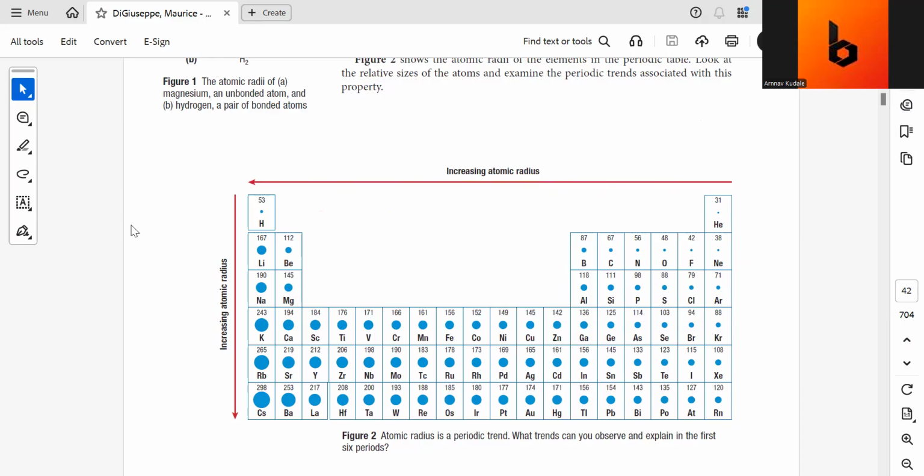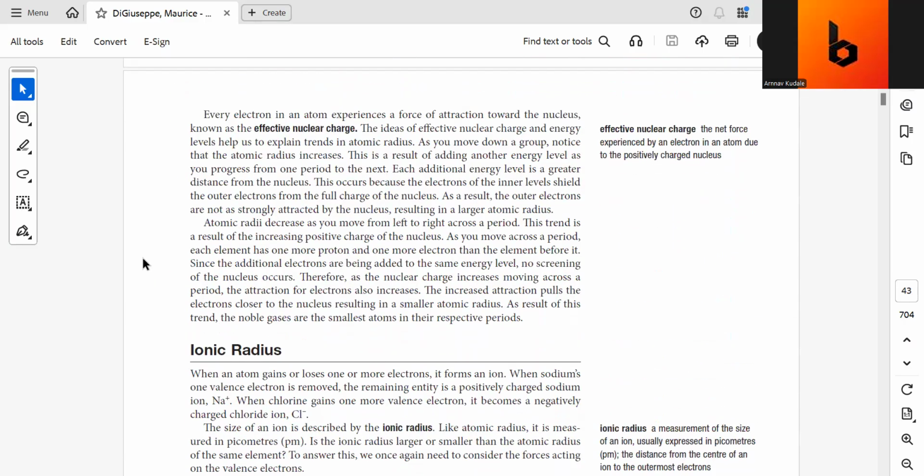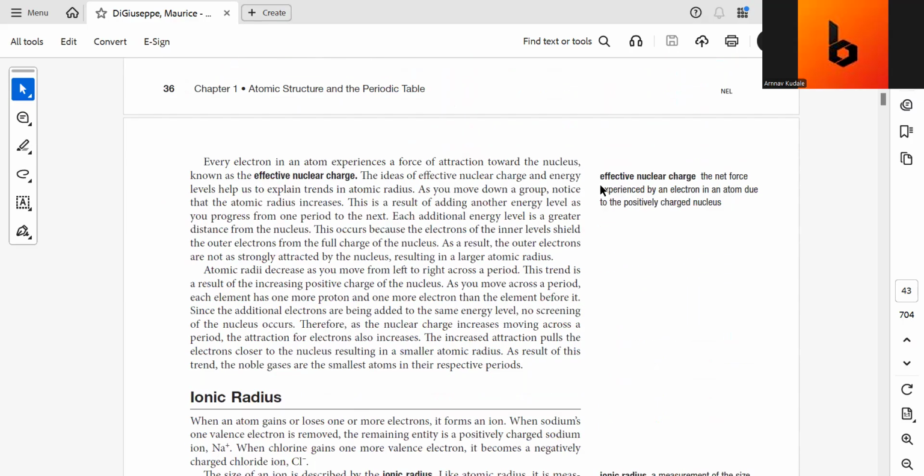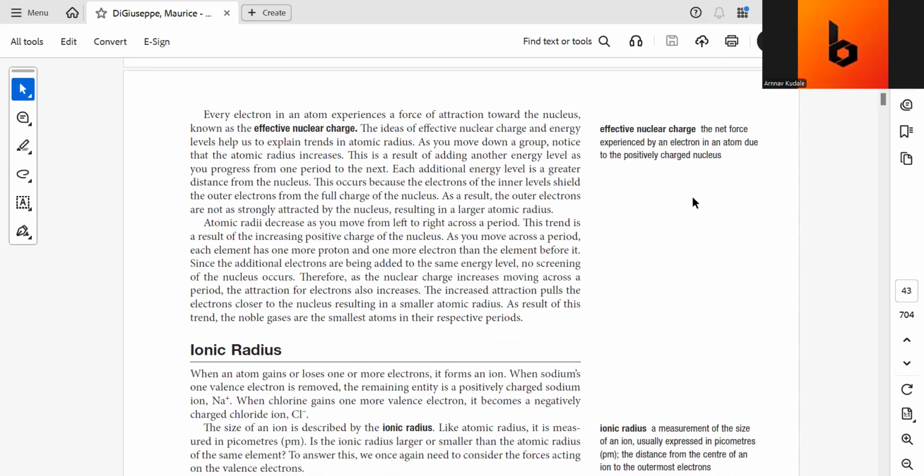Okay. And I told you about effective nuclear charge. Now, can you write this down? What is effective nuclear charge? I told you the difference between the shielding and the protons. So, can you write down that it is the net force experienced by an electron in an atom due to the positively charged nucleus? And I explained it in terms of the difference between the protons and the shielding electrons.